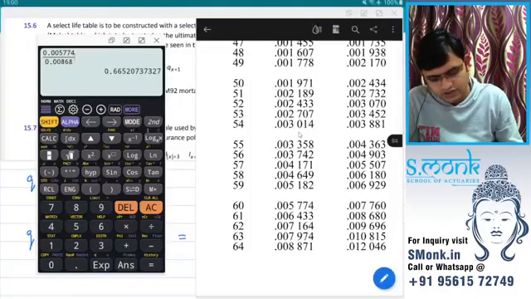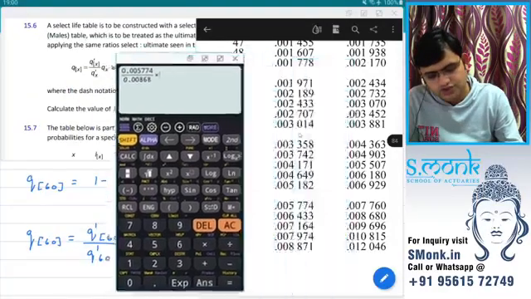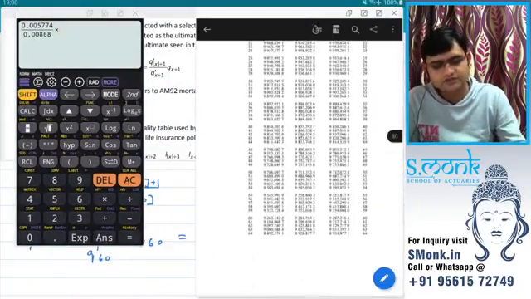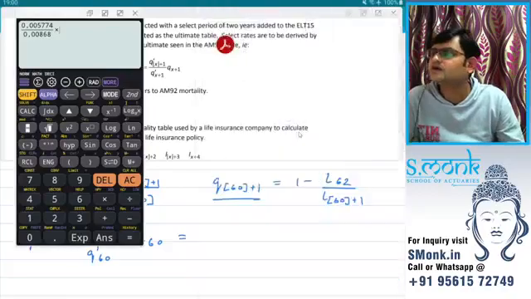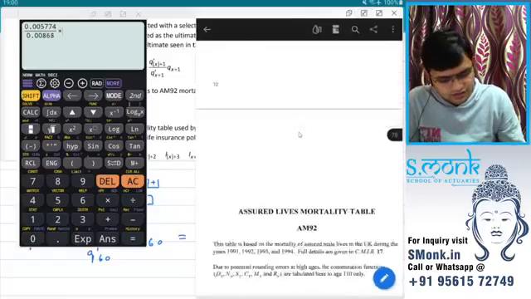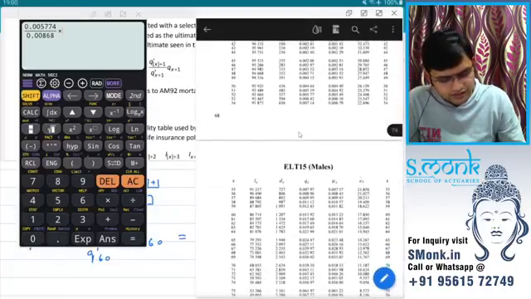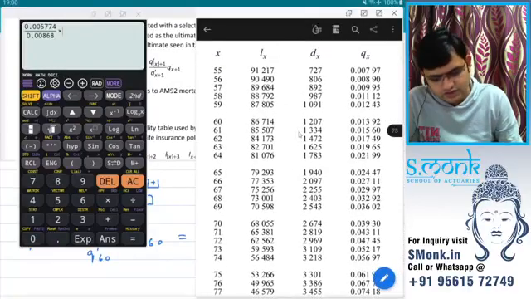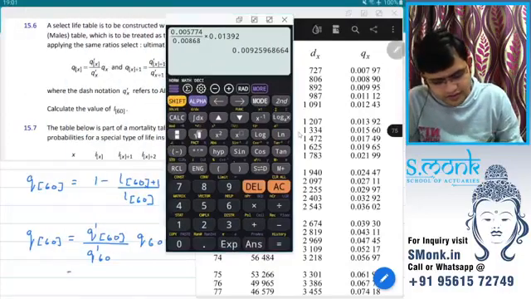This is the ratio. Now we have to multiply what? We have to multiply Q60. Q60 comes from ELT15. ELT15 male, I guess. Right? ELT15 male, yes. ELT15 male tables, we require Q60. Q60 is 0.01392. So this value becomes 0.0092597.